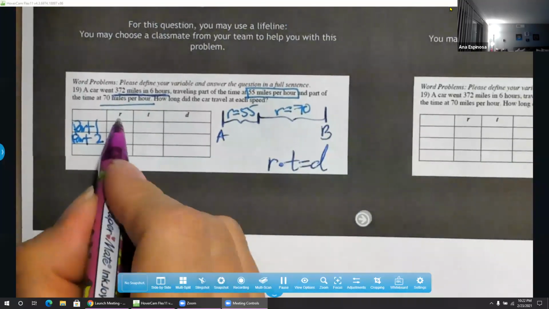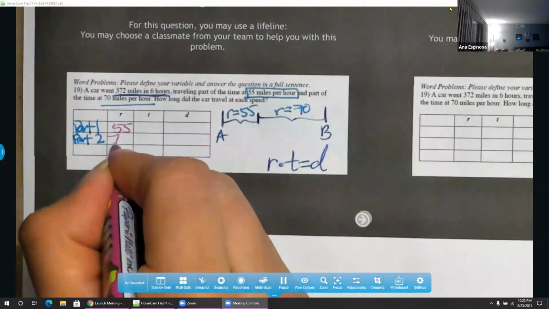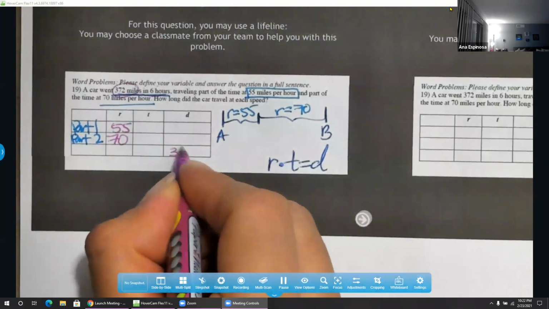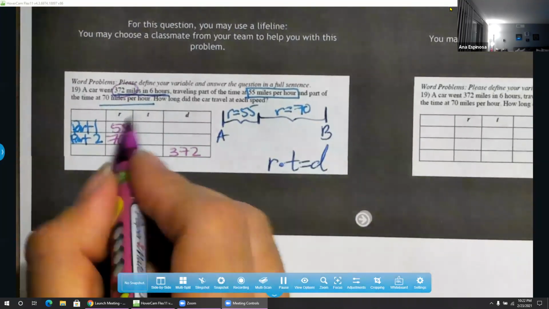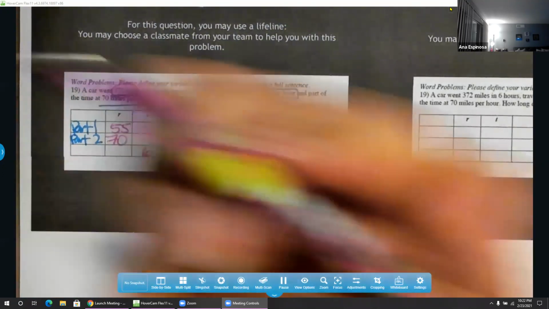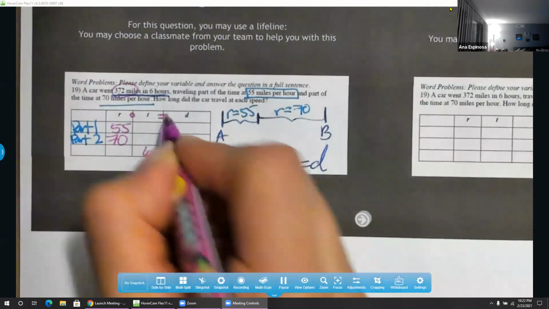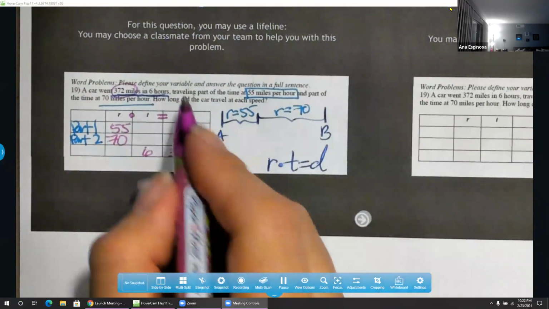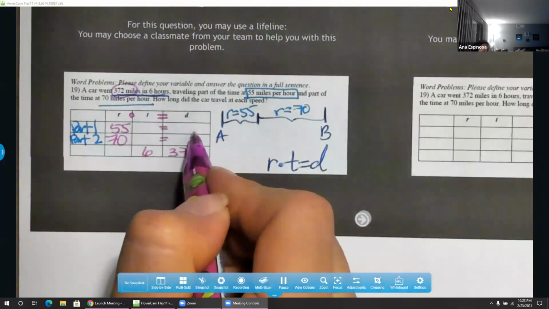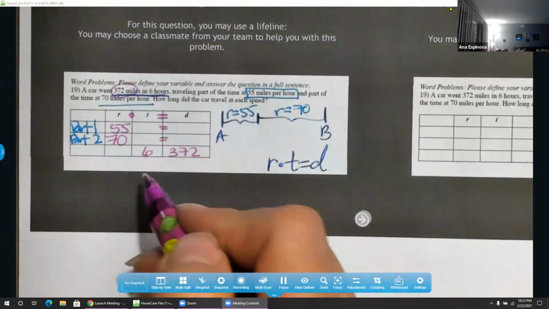All right, so the first rate, traveling at 55, the other at 70. Okay, the total distance is 372, total of 6 hours. So I think that's all I have, right? You have to multiply r times t to get distance. And so I need to know what I'm multiplying here in order to get distance. I don't know what this is, but I know that the total time is 6.